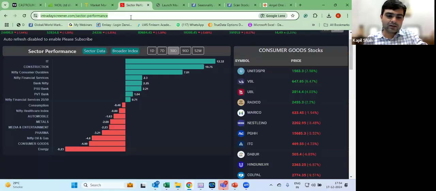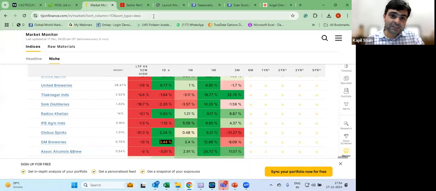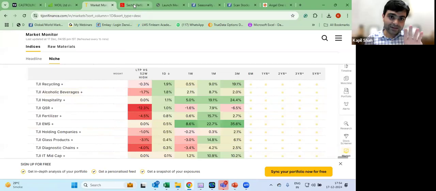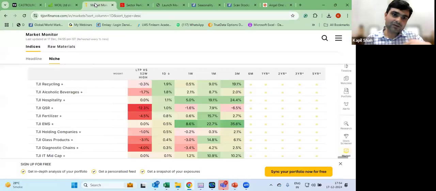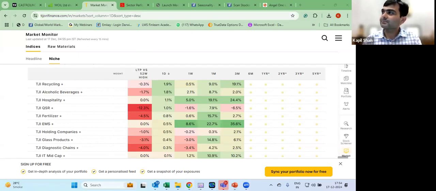So there are two websites. I will share the link with you all again; you can bookmark it. The first is the intraday screener. Its utility is that you get the sector performance of the main indices created by NSE. Secondly, on Tijori Finance you can get the sector performance of niche sectors. If you are at an initial stage, I suggest following the first site to understand the trend. If you already understand the market and are looking at small cap, mid cap and micro cap ideas, then the second website helps you a lot. I have shared both links.